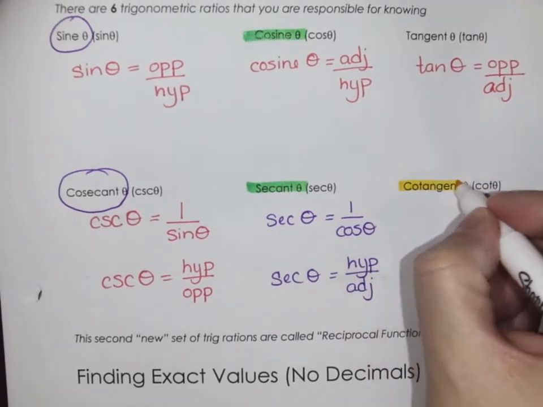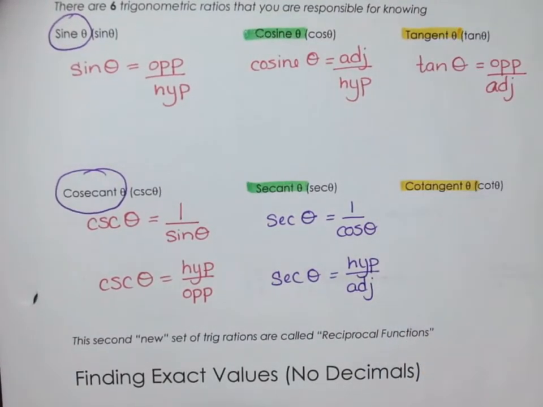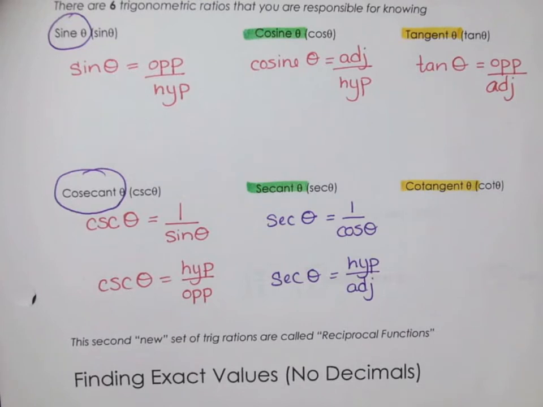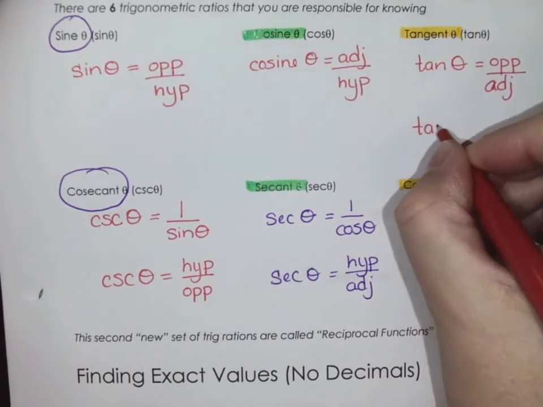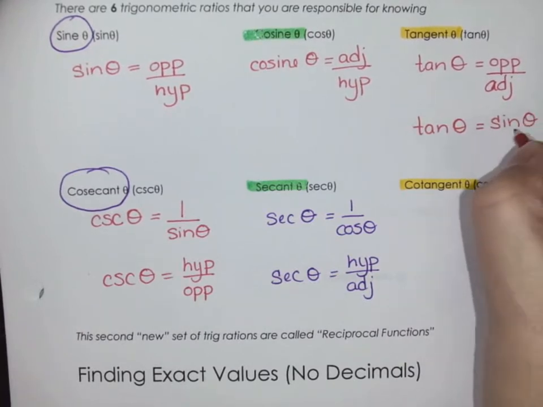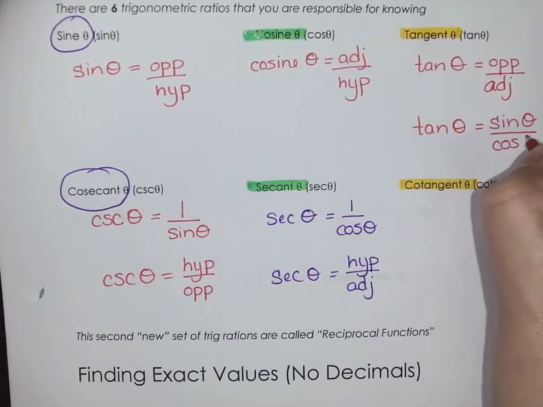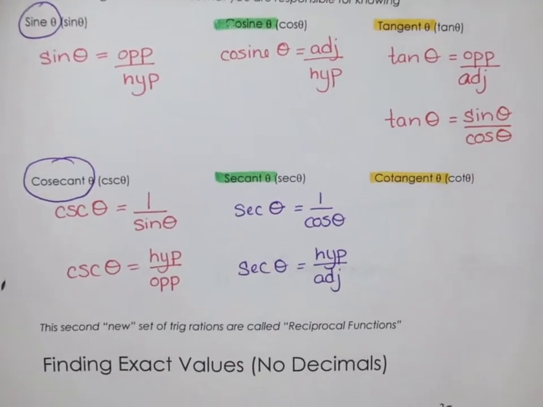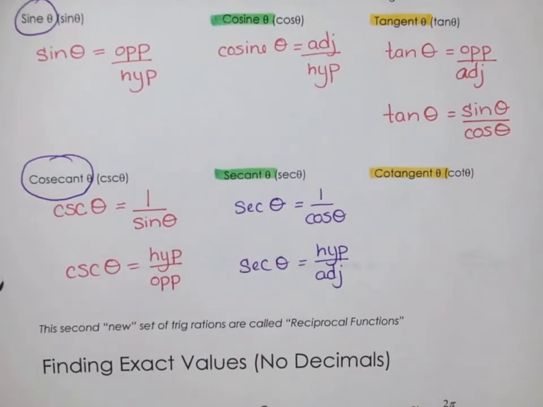cotan. Life is good. That would be cosine over sine. Yes. I remembered the original thing. I just realized I didn't put this down. And remember that tan theta is sine theta over cos theta. Do you guys remember that? Sort of, kind of?